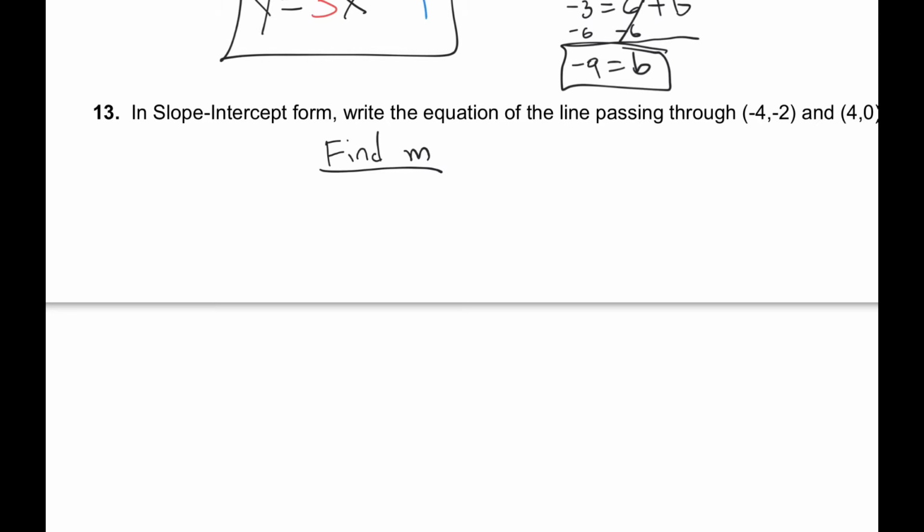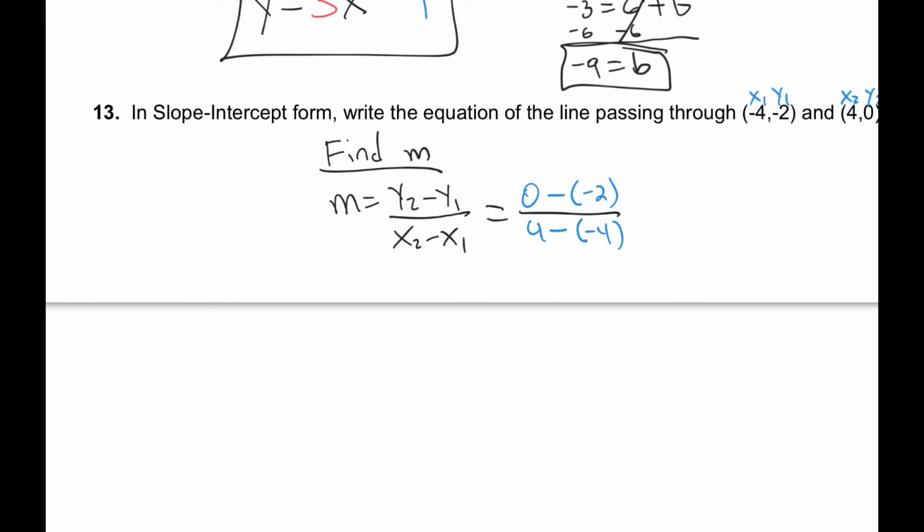We're going to use the slope formula. So m equals y2 minus y1 over x2 minus x1. I'm going to label my points x1, y1, x2, and y2. So when I substitute those values into the equation, I'm going to have 0 minus -2. I need parentheses because I have two negatives. And the bottom is going to be 4 minus -4. I also need parentheses because I'm going to have double negatives. I'm going to put a rectangle around the double negatives right here.